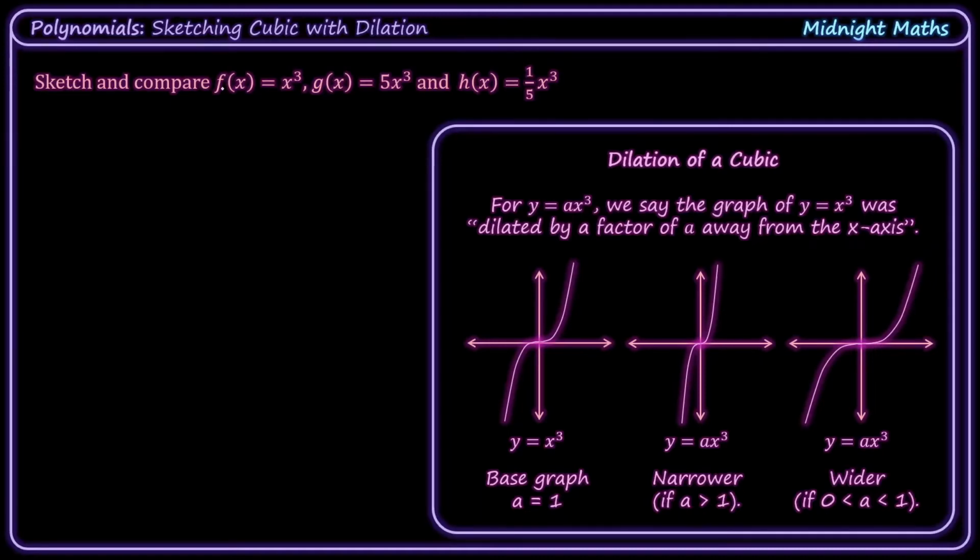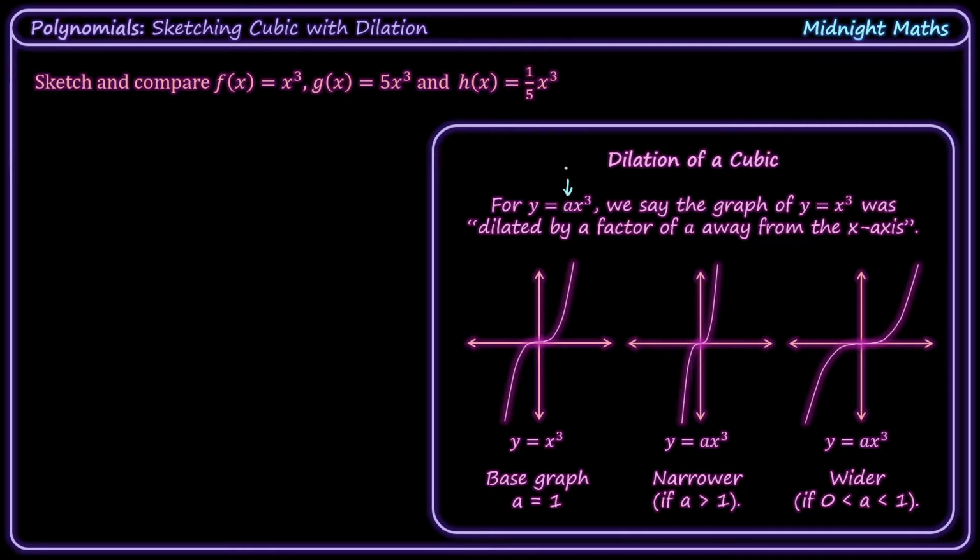Sketch and compare f of x equals x cubed, g of x equals 5x cubed, and h of x equals 1/5 x cubed. We're now looking at dilation of a cubic. Remember, dilation is the effect of stretching or compressing our graph away from an axis. In our situation, when you put a coefficient in front of the x cubed term, that's called the dilation factor.